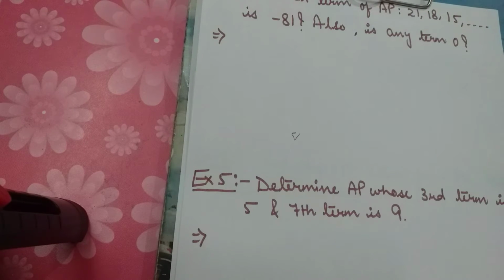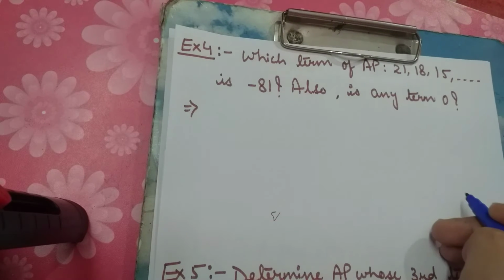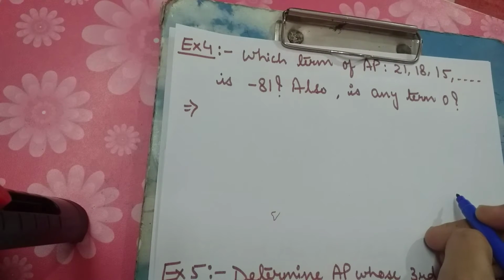Moving on to the next example, that is example 4. Here also an AP series is being given to you. The series of AP is 21, 18, 15 and so on. It is asking the value of n: which term of this AP series is minus 81?